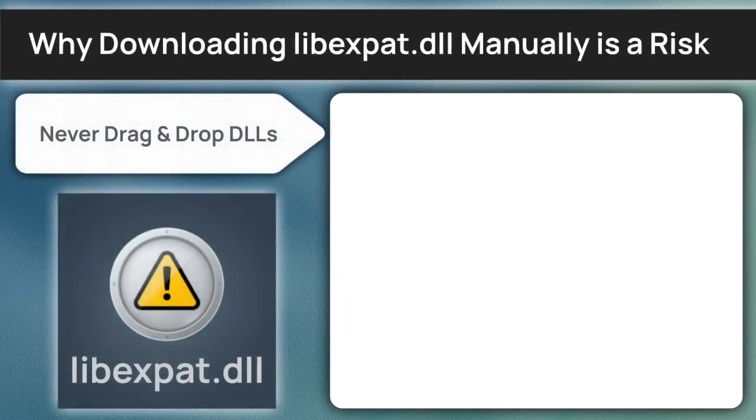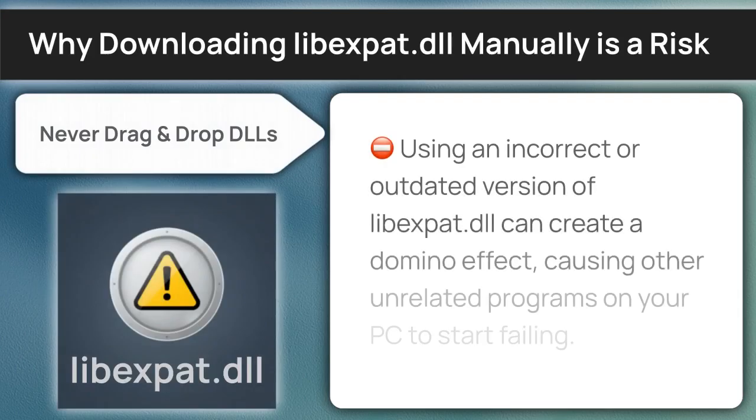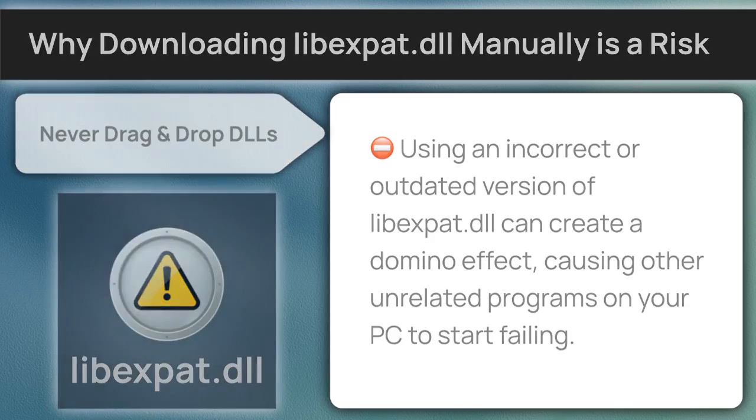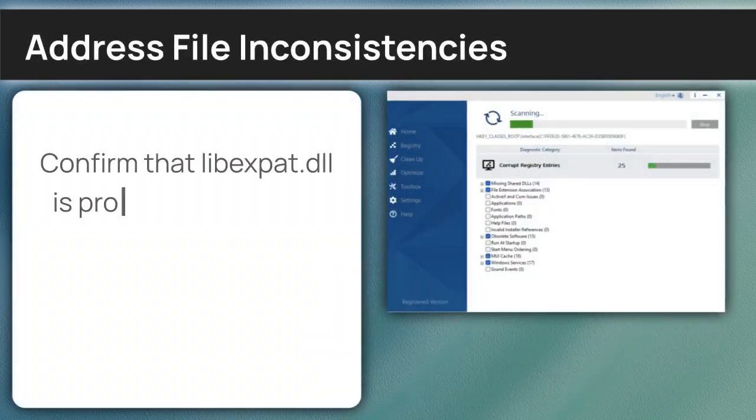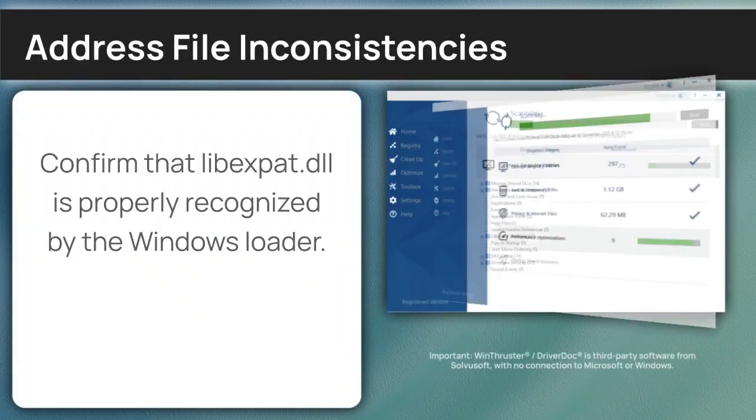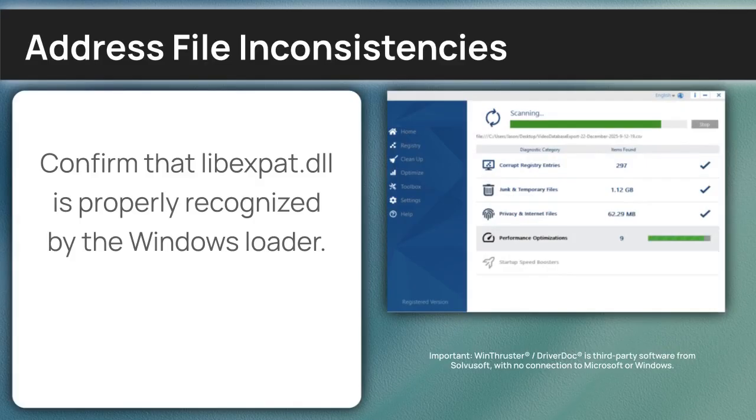Let's look at a key safety rule that will keep your PC protected while we address this error. Installing an unverified version of Libexpat.dll is one of the most common ways to accidentally bypass your system's built-in security firewall.